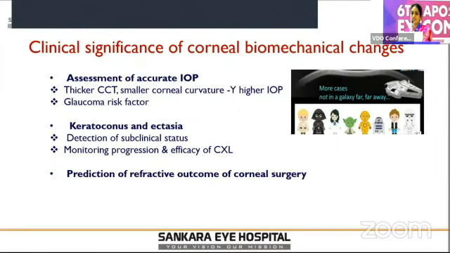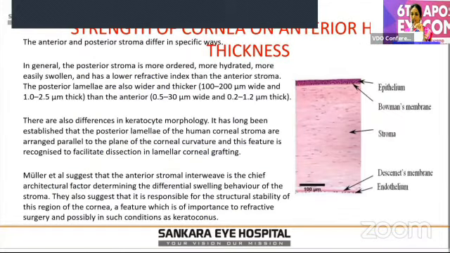If we take the clinical significance of corneal biomechanical changes, they help in the assessment of accurate intraocular pressure, help in detection of subclinical keratoconus, monitor progression and efficacy of CXL, and prediction of refractive outcome of corneal surgery. Taking another parameter, the strength of the cornea in the anterior half of the thickness, the anterior stromal interval is a chief architecture determining the differential swelling behavior of the stroma. They suggest that it is responsible for the structural stability of this region of the cornea, which is important in refractive surgery in conditions like keratoconus. As we go for deeper ablations, there is more chance of ectasia post-LASIK.